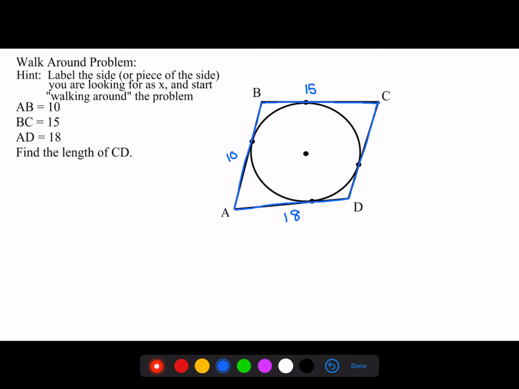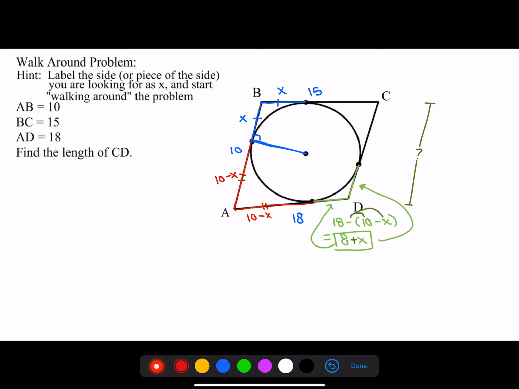So, to get started on this, I'm going to first call this section, because I know that our whole thing is 10 here, I'm going to call this section from the point of tangency C to B, I'm just going to call that X. So therefore, this section down below, if the whole thing is 10, just from here to here should be 10 minus X. The whole thing's 10. I'm taking out this section of X. From there, you can also say that this is the same because, again, it's a common endpoint, and they're meeting at points of tangency, so this would be 10 minus X, this would be 10 minus X.